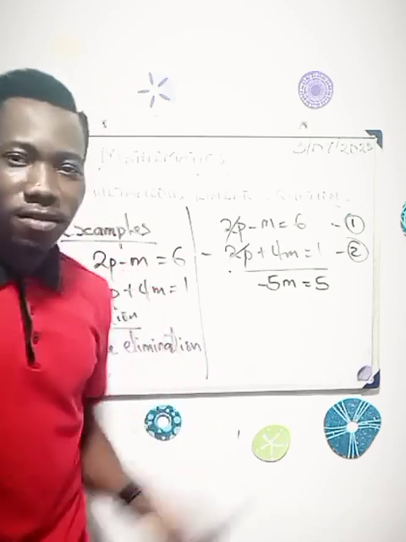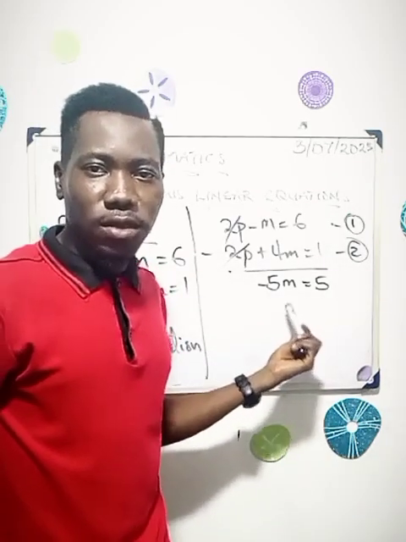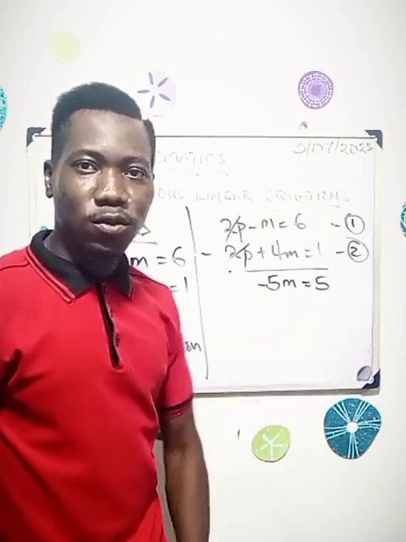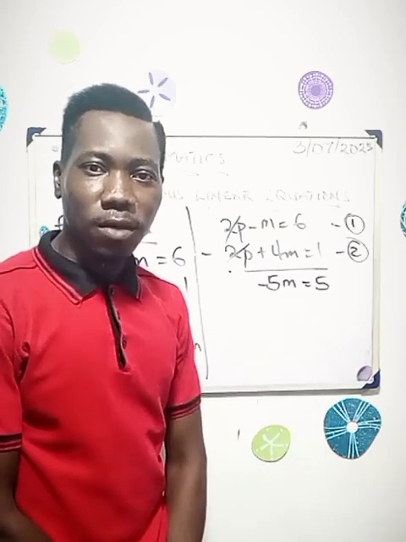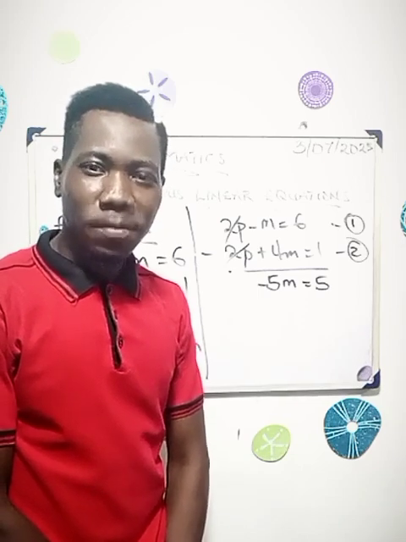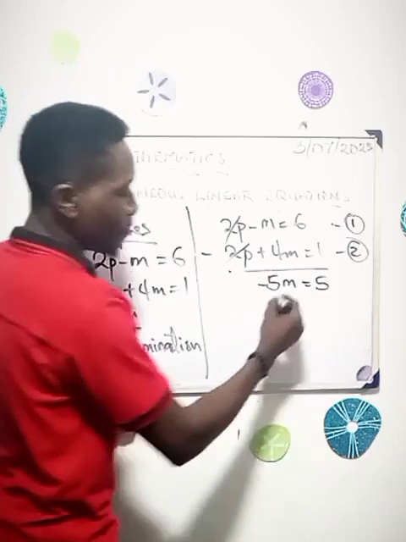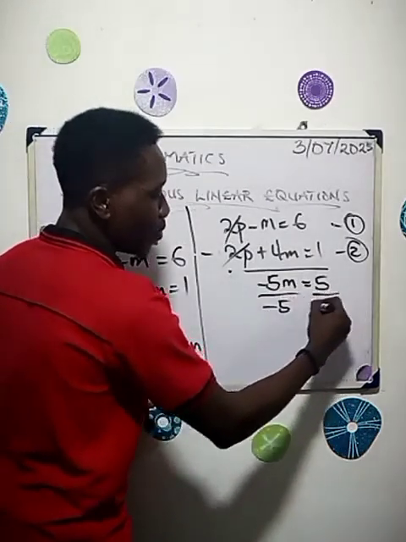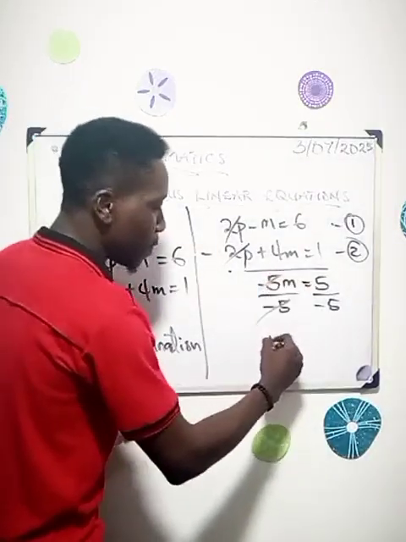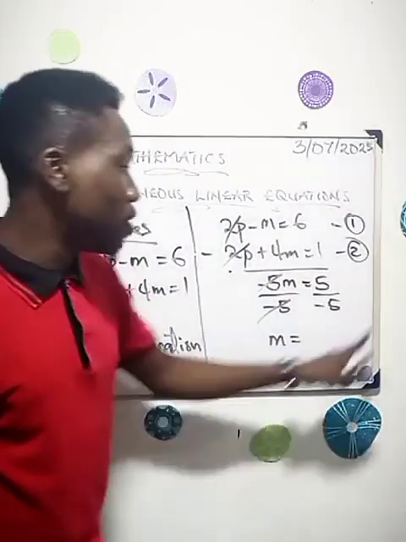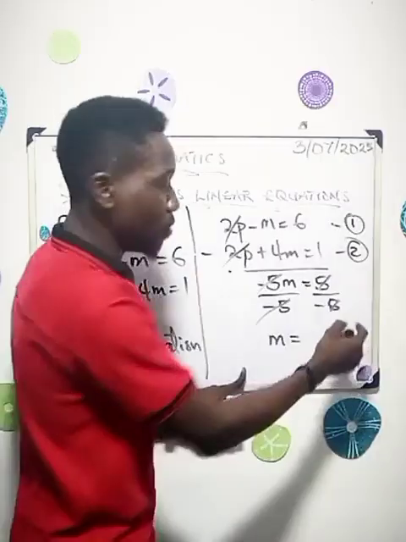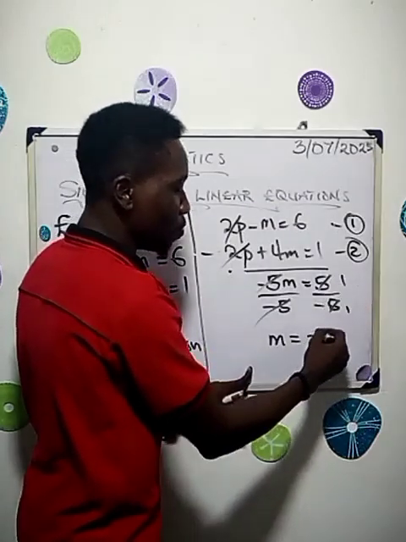At this point, it becomes easy, alright? What are we going to do here? Minus 5 is the coefficient, exactly. So what are we going to do now? We divide both sides by the coefficient, which is minus 5. So over minus 5 and over minus 5. So minus 5 eliminates minus 5. And what do we have? M equals, what is 5 divided by minus 5? 5 cancels 5, and that's minus 1.